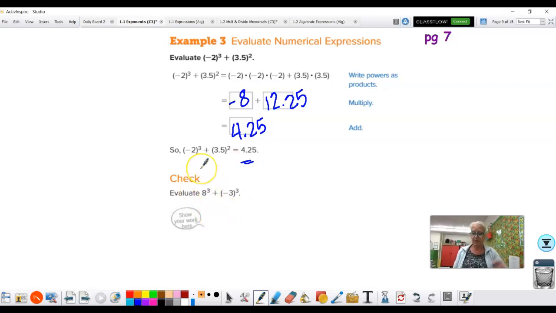Well, 8 to the 3rd power, that's 8 times 8 times 8. You can use a calculator. I can do 8 times 8 is 64, but I can't do 64 times 8 in my head. That is 512. And -3 to the 3rd power is going to be -27. All right, so 512 minus 27 is 485.